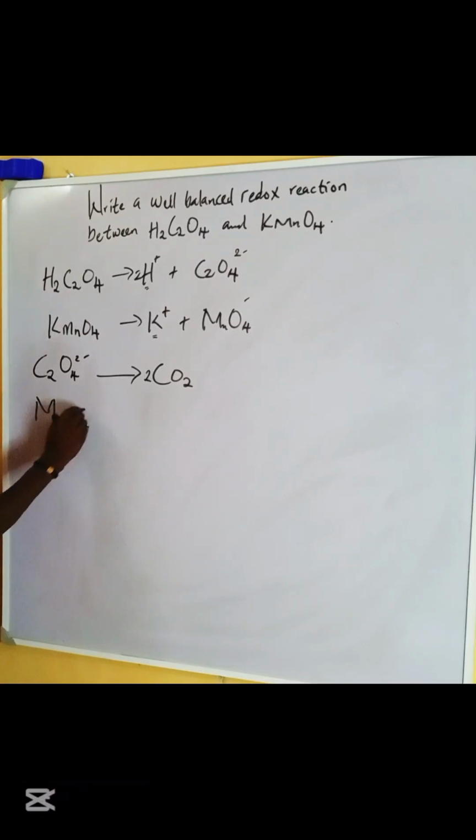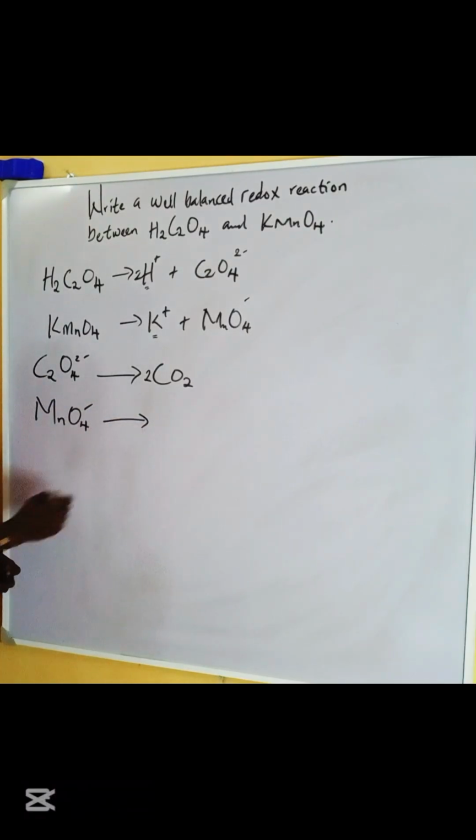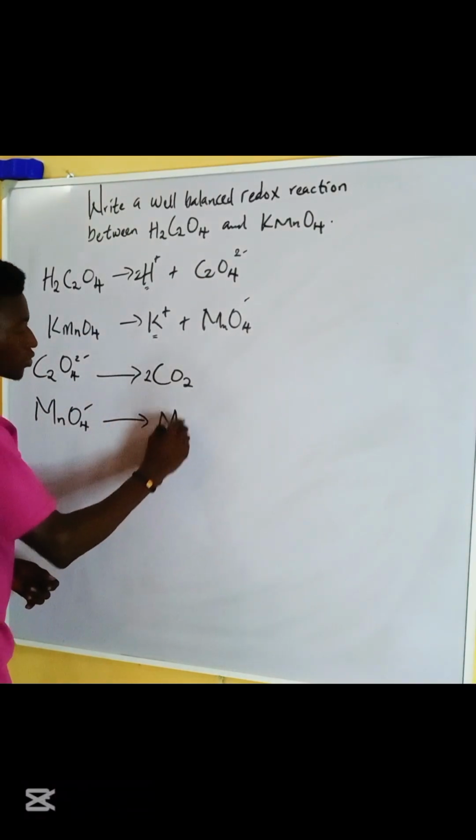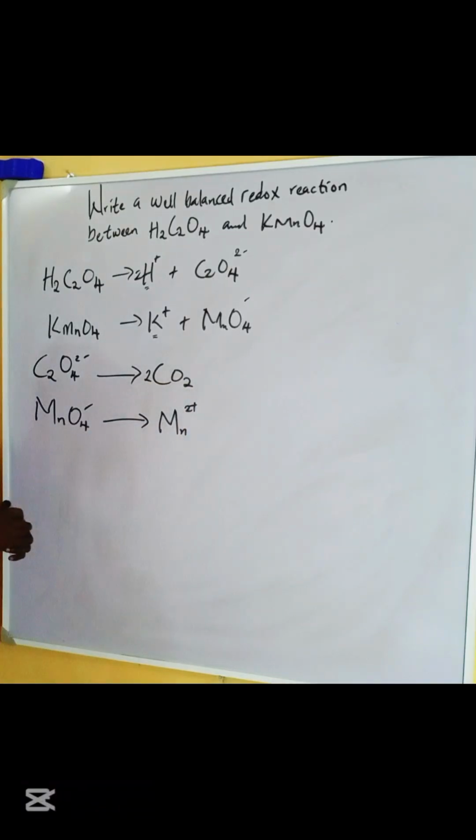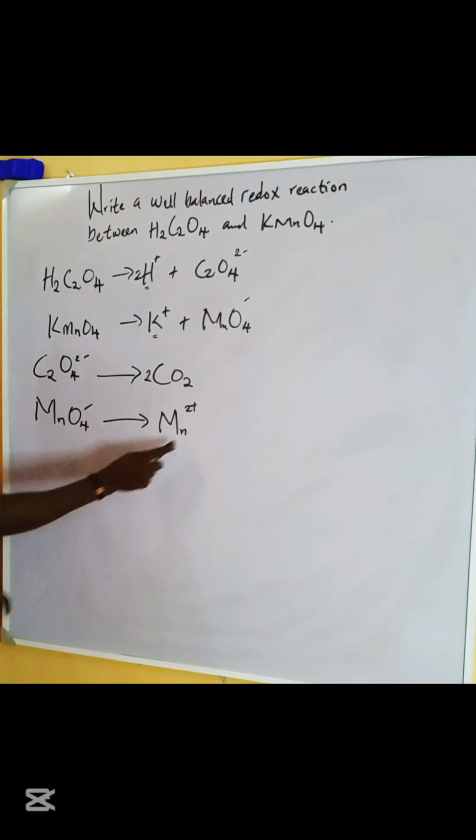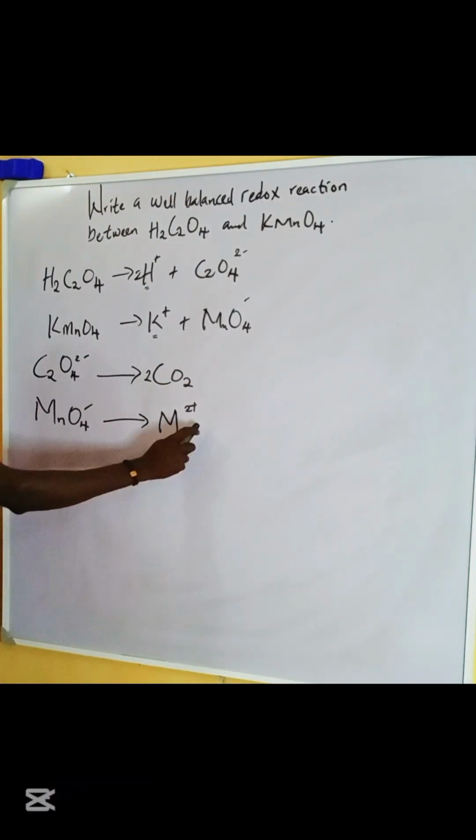Alright. Then the second one is this. Usually, this is manganese, that is the tetraoxomanganate(VII) ion, MnO4 minus. Of course, this compound is going to be reduced to give us the manganese ion, this Mn 2 plus ion. So it's going to give us this compound.